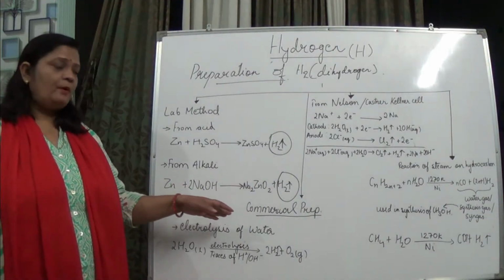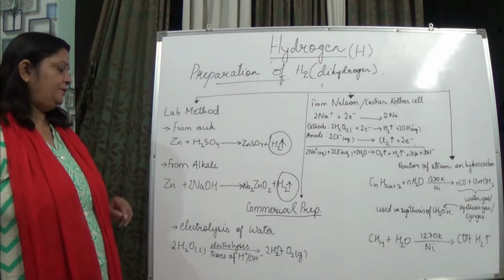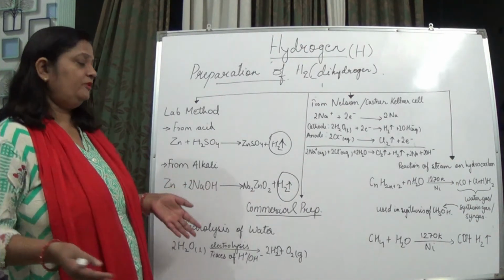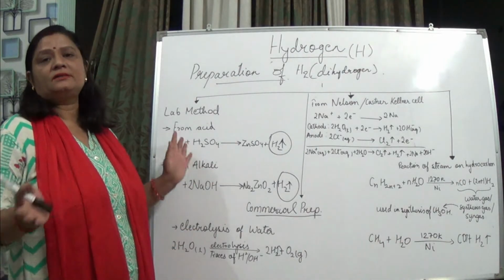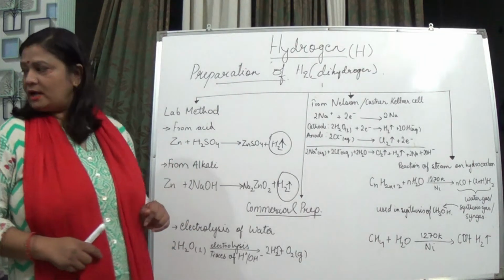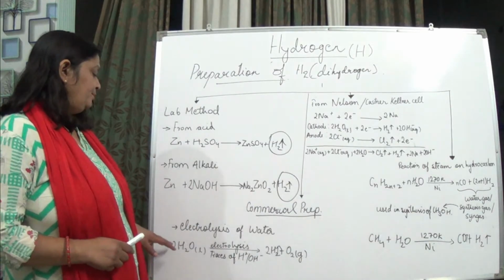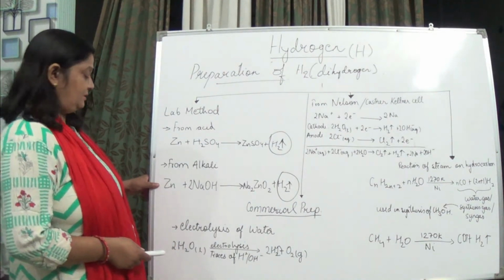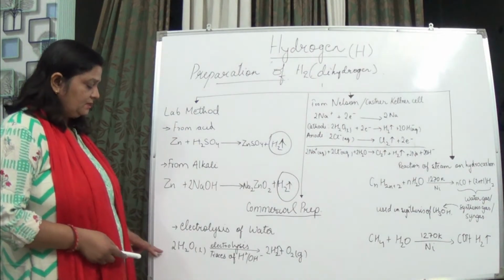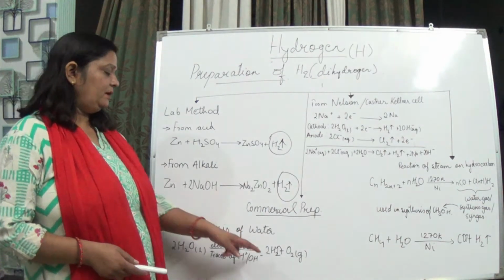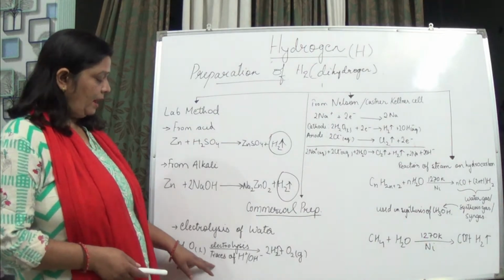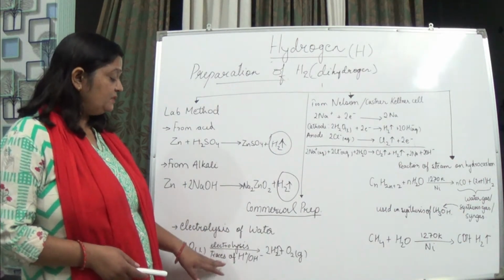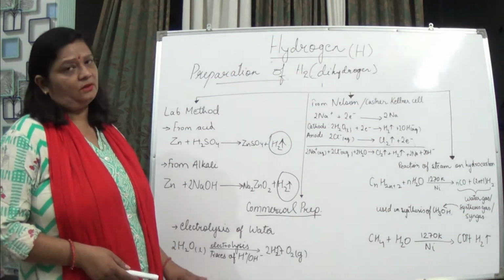Now let us study the commercial preparation of hydrogen. Commercial preparation means we are producing hydrogen in larger amounts. For a large amount, we do electrolysis of water, and we get H2 and O2. But keep in mind that here we are taking traces of H plus or OH minus ions. It means we are taking traces of acid or a base.